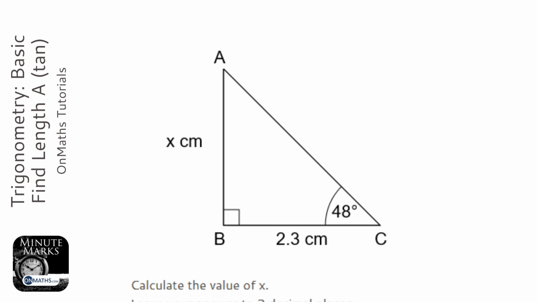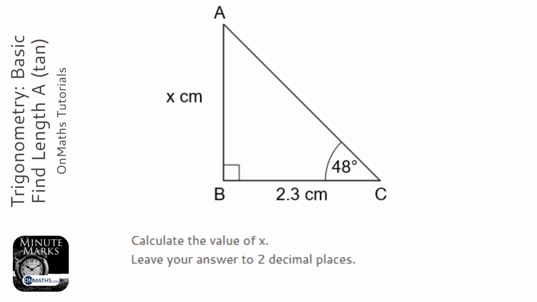Okay, so first thing to notice is we've got a right angle triangle and we've got two lengths and an angle with one of the lengths unknown. Now whenever you have that situation, it's going to be trigonometry, and the first thing we want to do in trigonometry is label the sides.